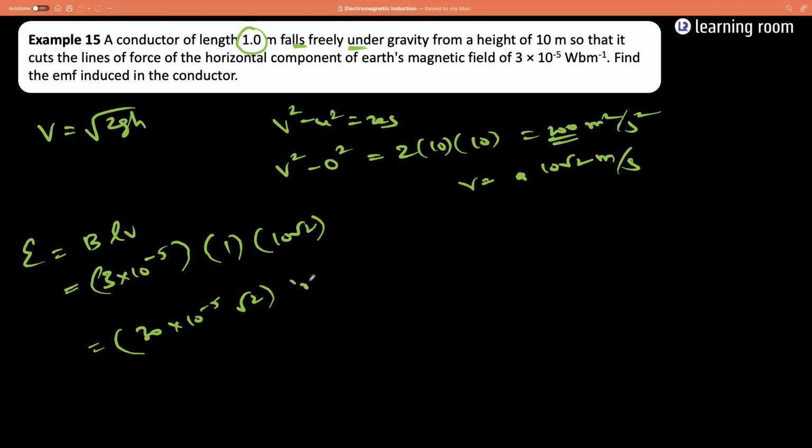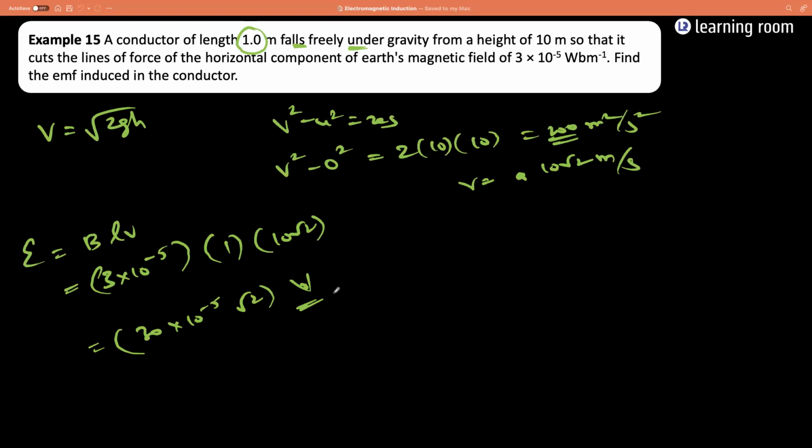30 root 2 into 10 power minus 5. So it should be somewhere around 30 into 1.4, which is 42. 42 into 10 power minus 5 should be the answer. Okay. See, it's the same formula everywhere.